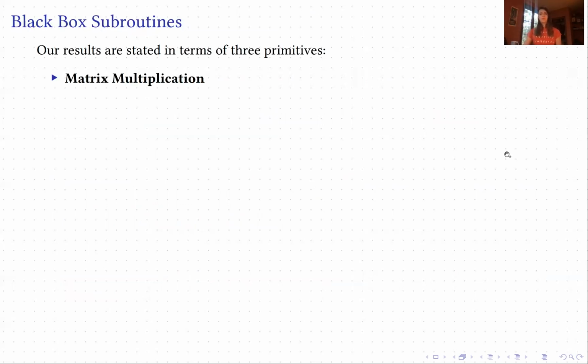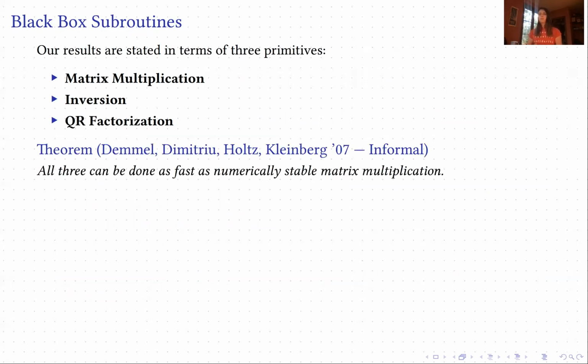So the reason we're able to obtain nearly matrix multiplication time is that we reduce our algorithm to the following 3 subroutines. These are matrix multiplication, inversion, and QR factorization. And from some papers of Demmel, Dumitriu, Holtz, and Kleinberg from 2007, we know that each of these three primitives can be done as fast as numerically stable matrix multiplication.